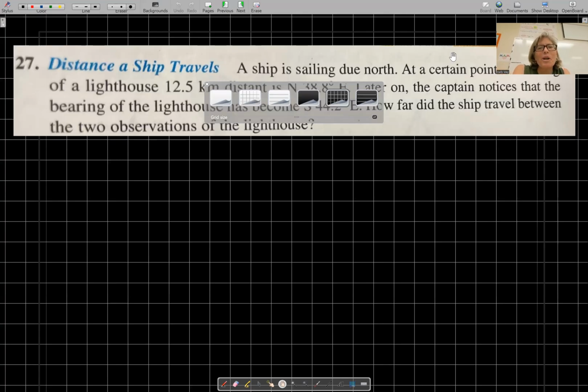Hi there, these are the recordings for problems 27 and 28, and both of them use a concept called law of sines. So I first need to recap what the law of sines is. It is related to SOHCAHTOA, but you can use it even with non-right triangles.